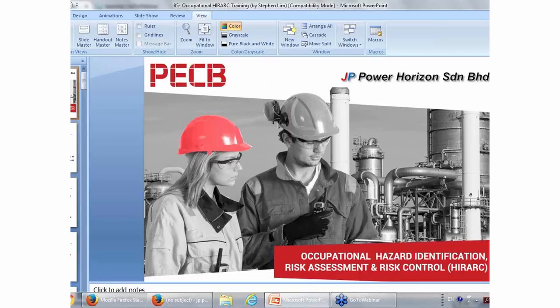And thirdly, a review is required when there is a significant change to the activities in the organization. For instance, a year ago, there wasn't any laser cutting process. But today, there is a laser cutting process. So when you have a laser cutting process, you need to include it in your HIRARC, because you need to identify the hazards and the risks of this process. So basically, ladies and gentlemen, these are the 3 major situations where you need to review the HIRARC.